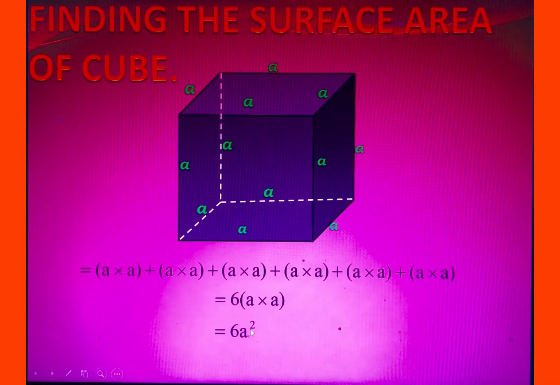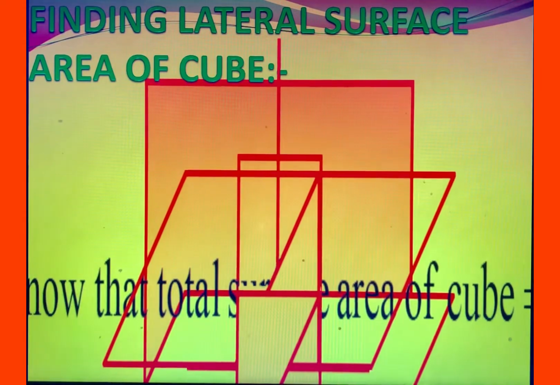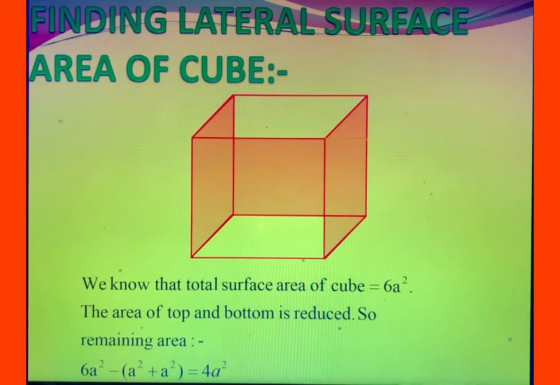So now moving forward, how can we find the lateral surface area of cube? Dear, if we remove the bottom and top from a cube, then we will get the lateral surface area. In the red figure, you can see that this is the lateral surface area, that is right face and left face and front face, after that back face. These total 4 faces are lateral surface area, and top face and bottom face are yellow. These are not included in this area.